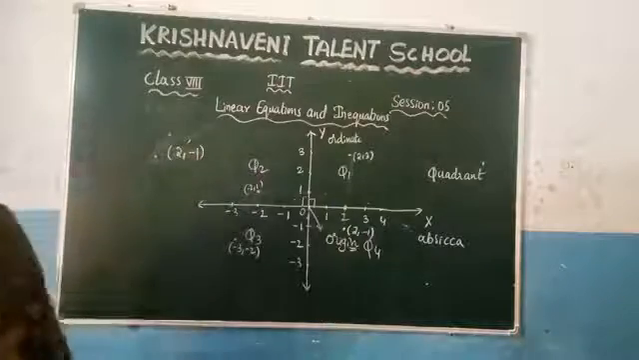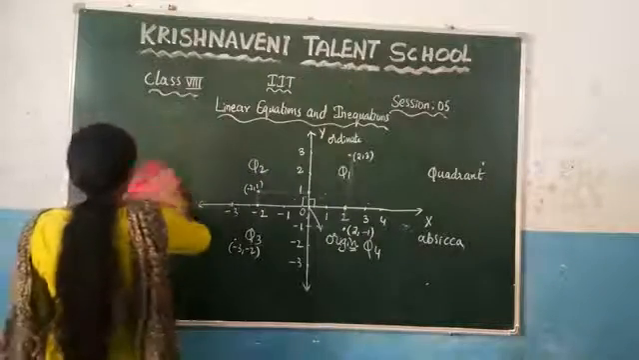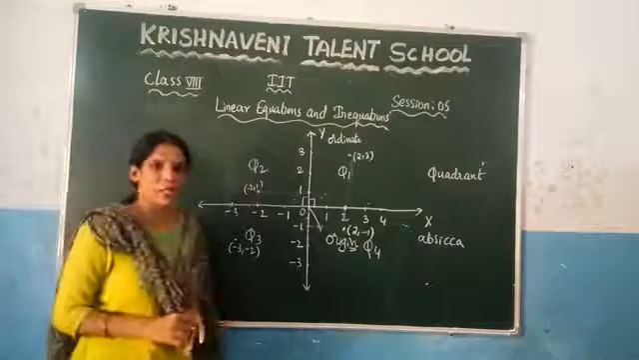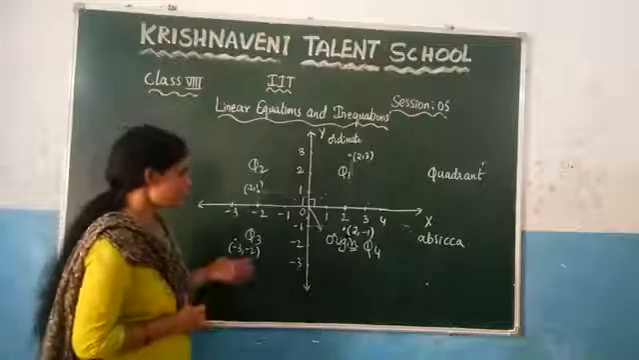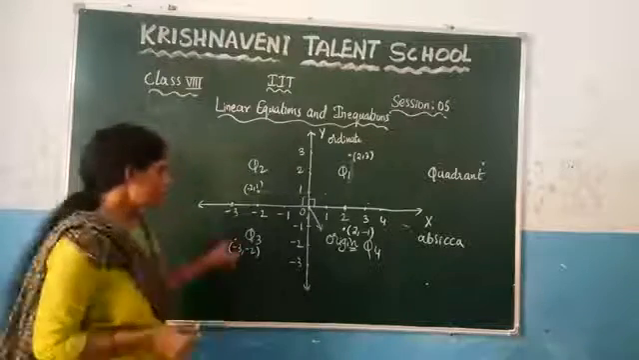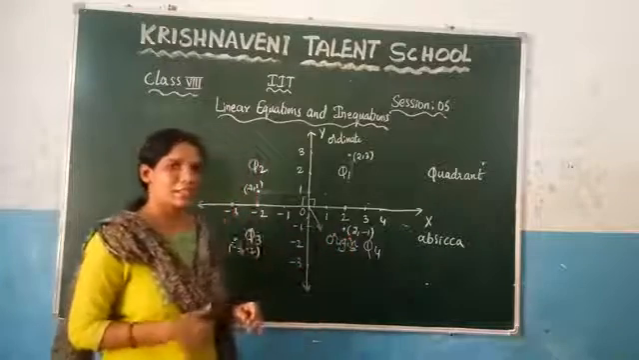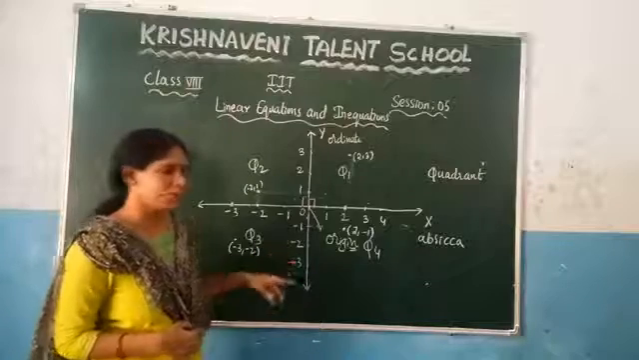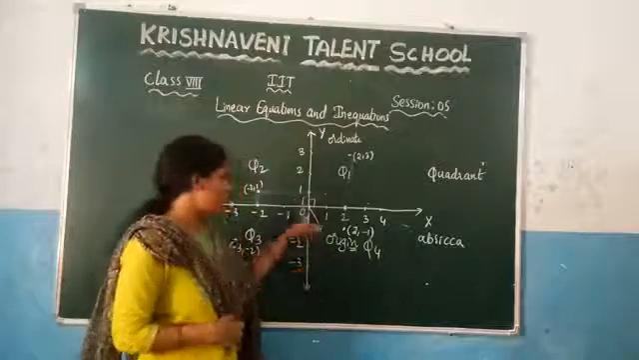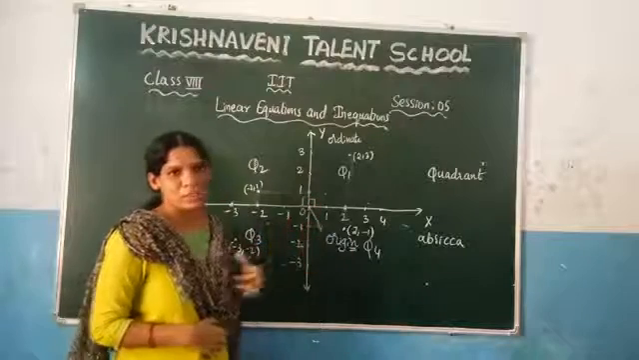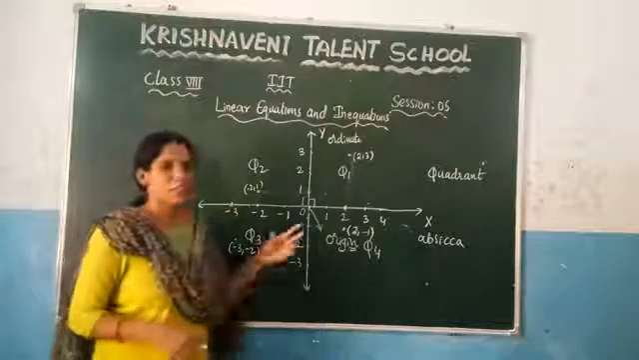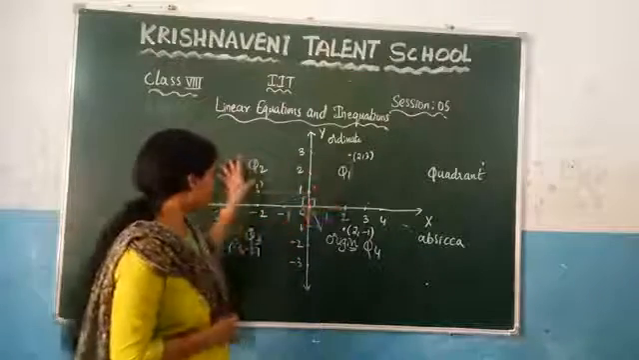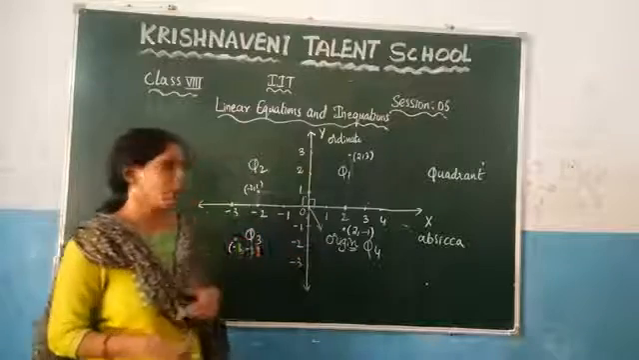So here we have learned how to mark the points on a coordinate axis. This is nothing but the coordinate axis. The horizontal line we call the x-axis and the vertical line we call the y-axis, and these 2 axes intersect at one point that we call the origin. Here the angle is 90 degrees because these 2 lines are perpendicular. After that, this coordinate axis is divided into 4 parts, which are quadrant 1, quadrant 2, quadrant 3 and quadrant 4.